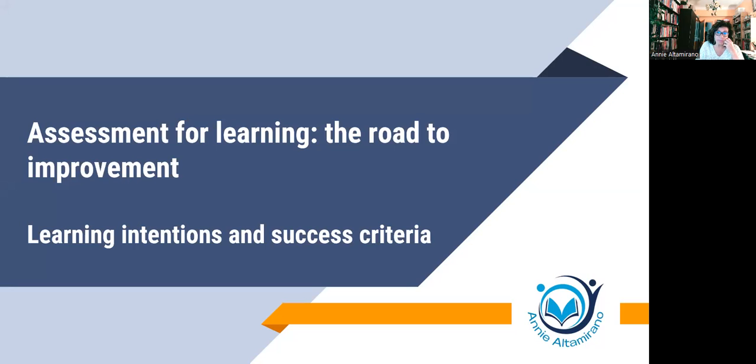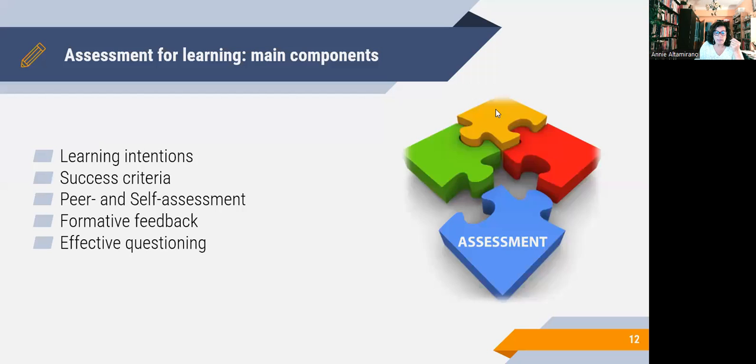Now, in this second video, we are going to have a look at what elements constitute assessment for learning, and we are going to look at two of them in some depth. Now, the main elements of assessment for learning are learning intentions, success criteria, peer and self-assessment, formative feedback, and effective questioning.